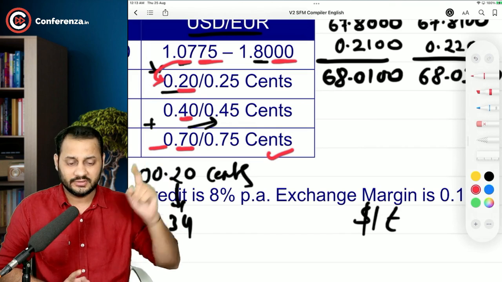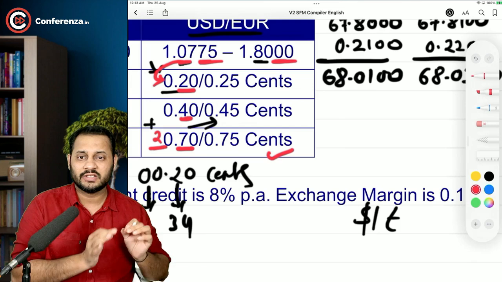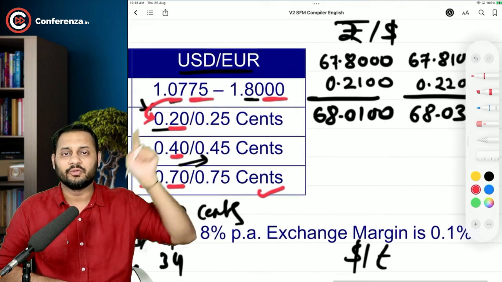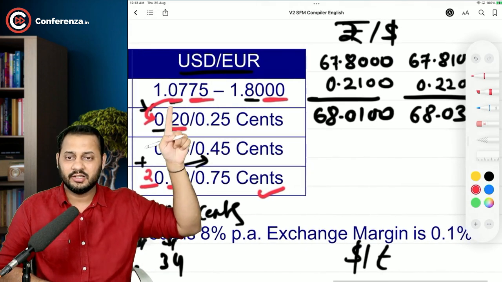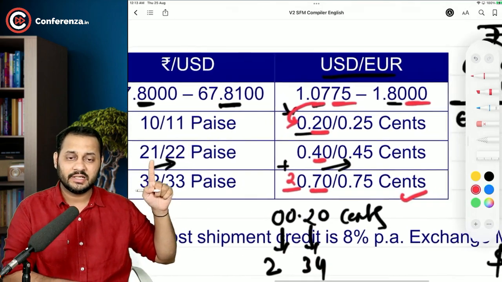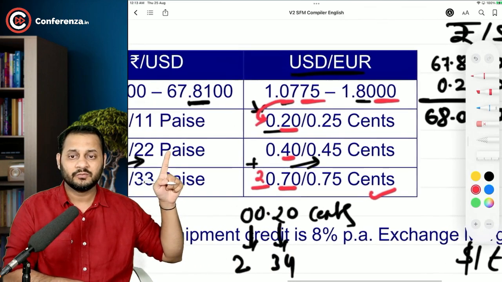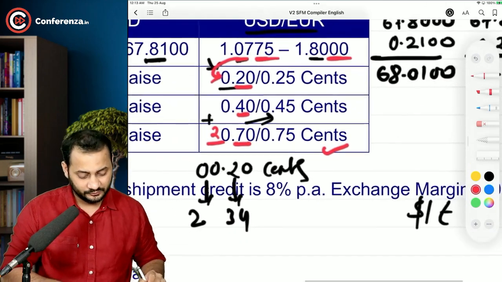So 20, let's say for example, this is 20.70 cents, which means 2070 after the decimal in this. Because after the decimal, the cents will start. This is the difference. See, the 0 point is not in the paise, but the point is there in the cents. So we are going to apply these figures on the last two numbers, and we are going to apply these figures on the first two numbers. That's what the difference is.